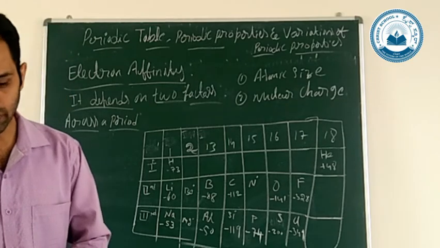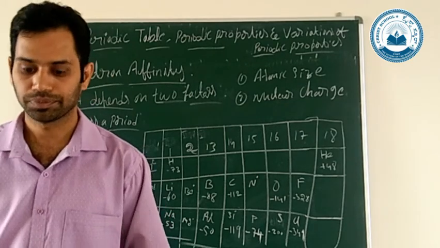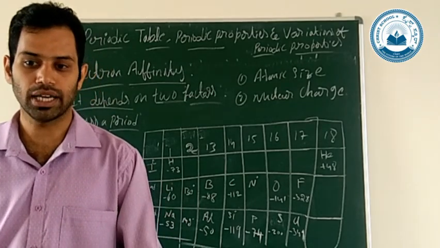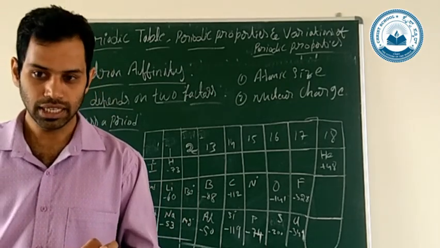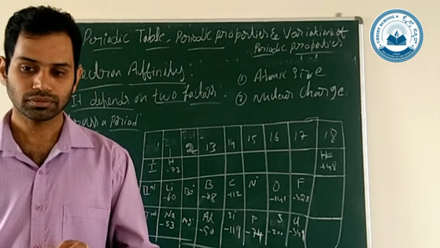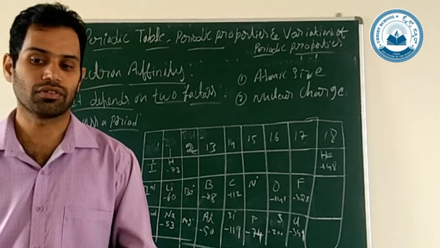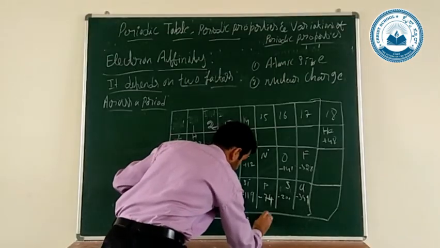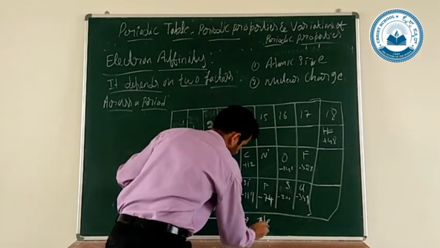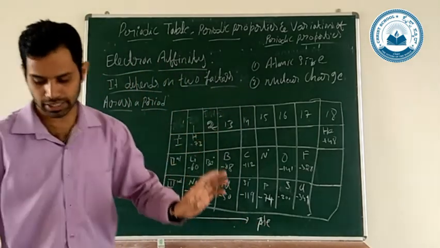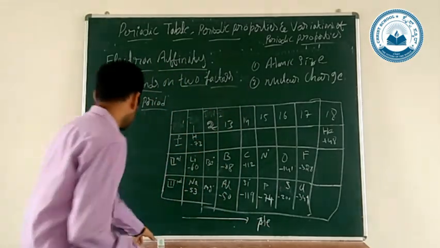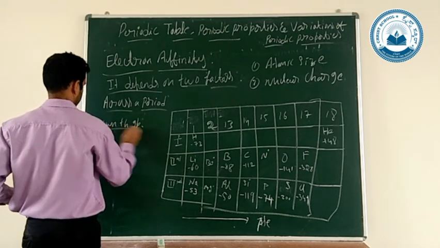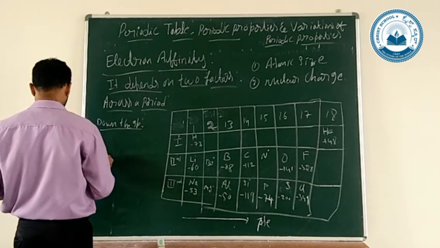Now move to the next. Down the group, what will happen to the electron affinity? We already know that as we move down the group, atomic size increases. Because of that reason, electron affinity will decrease. Across the period, it increases. Now down the group.